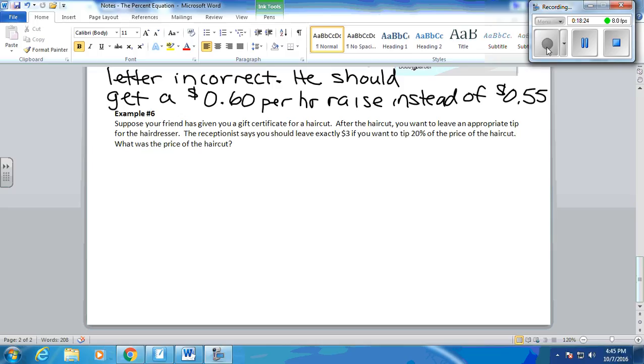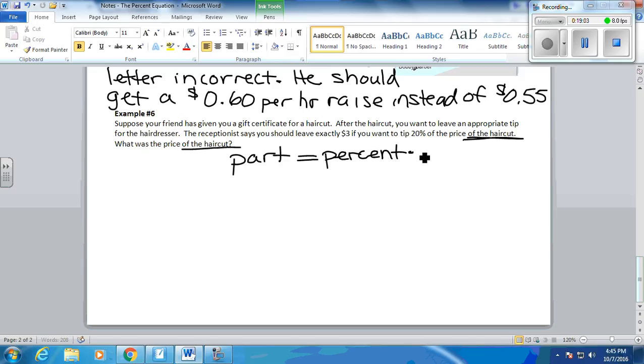So they said that your friend has given you a gift certificate for a haircut. After the haircut, you want to leave an appropriate tip for the hairdresser. A tip is a part of what you are paying. It's not the whole thing. It's a part of what you pay. The receptionist says you should leave exactly $3 if you want to tip 20% of the price of the haircut. So what was the price of the haircut? If they've said 'of the price of the haircut,' that is definitely the whole. The tip amount of 3 is going to be our part. So again, it is the part equals the percent times the whole.